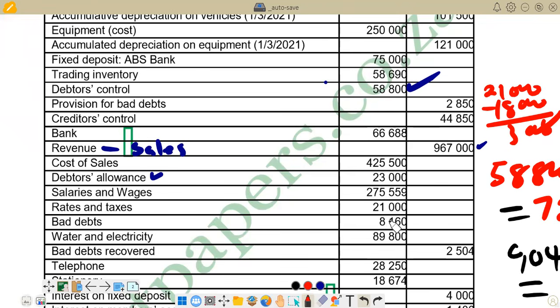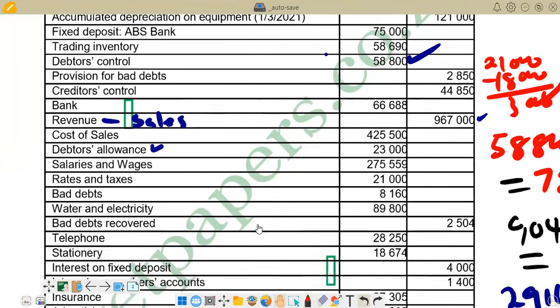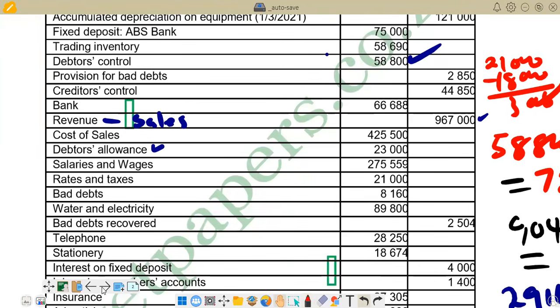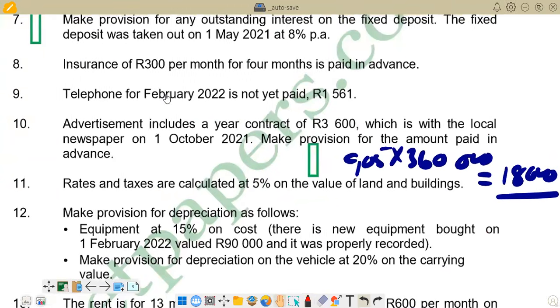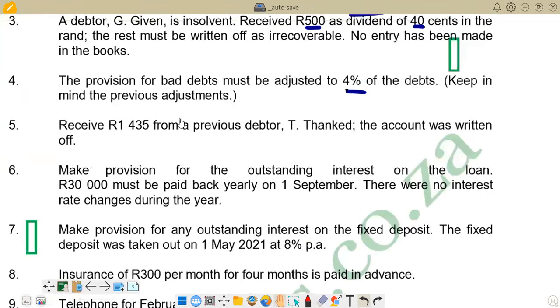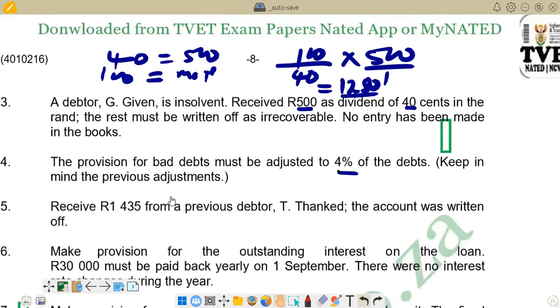This is an expense again. But we check again, we have something that is affecting bad debts. Let's go to the next page. We have something there that is affecting bad debts. Remember, we have this one. We are saying a debtor is insolvent, received 500 rand as a dividend of 40 cents in the rand. The rest must be written off as irrecoverable, no entry has been made in the books.